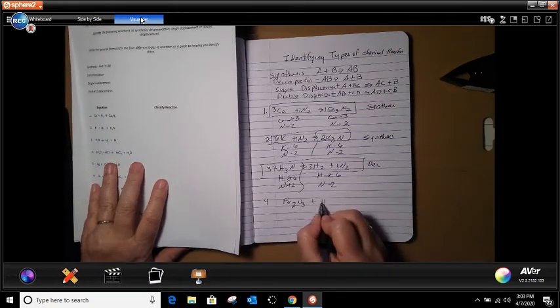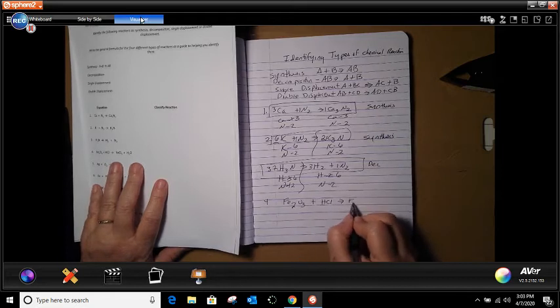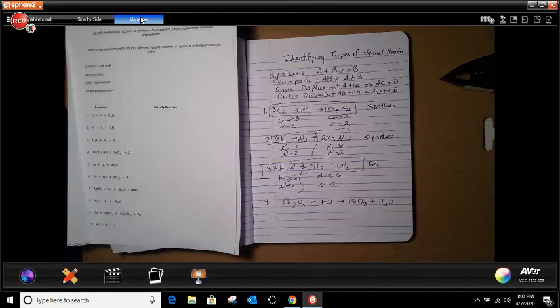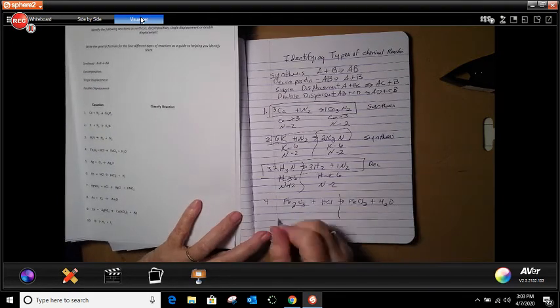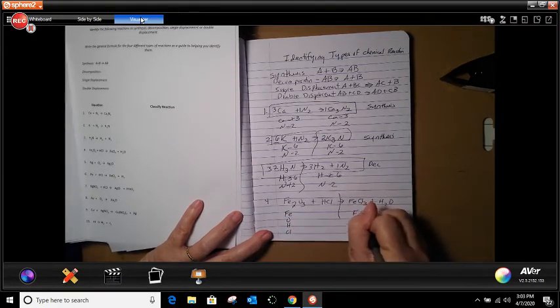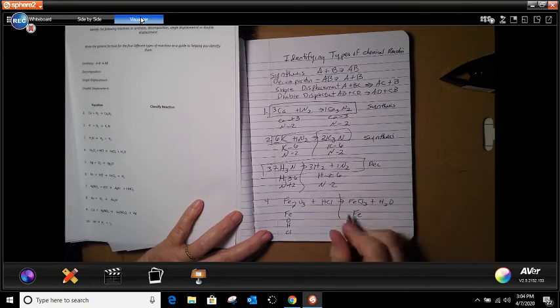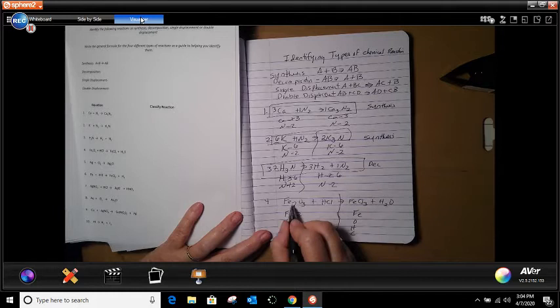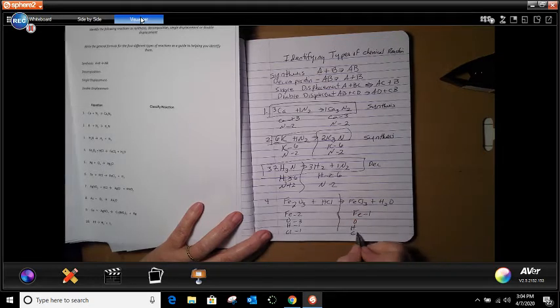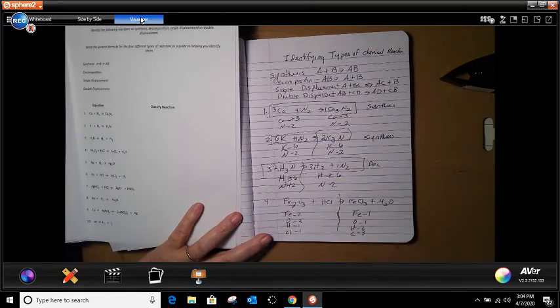Number 4: Fe2O3 plus HCl yields FeCl3 plus H2O. Like I said, the first thing you want to do is list out your variables. I have Fe, O, H, and Cl. It doesn't matter which way it is; I'm going to do it one way. Fe, I have 2. Oxygen, I have 3. Hydrogen, I have 1. And chlorine, I have 1. On the other side, Fe, I have 1. Cl, I have 3. Hydrogens, I have 2. And oxygens, I have 1.